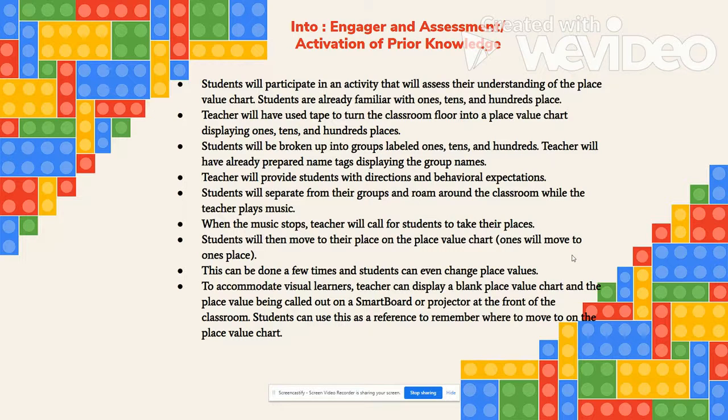In the lesson here, the teacher will tape off the floor of the classroom to represent a place value chart. Students will be put into groups of ones, tens, and hundreds. The teacher will play a song to get the students to move around the classroom, and when the song stops, the students will take their place. This can be done a few times, and students can swap groups. In the end, all students should have visited the ones place, the tens place, and the hundreds place.